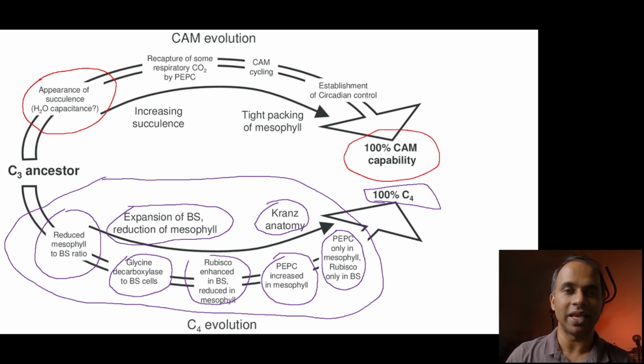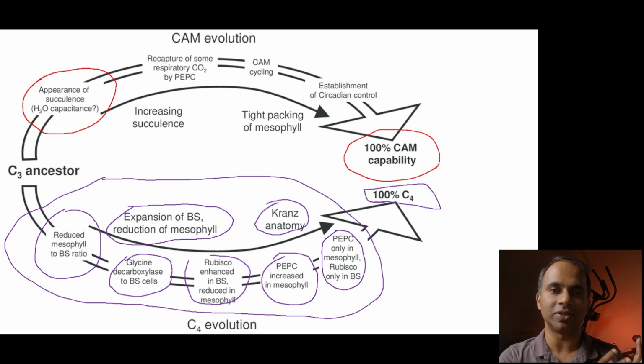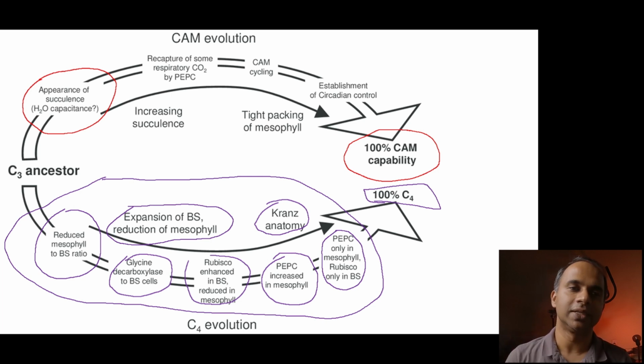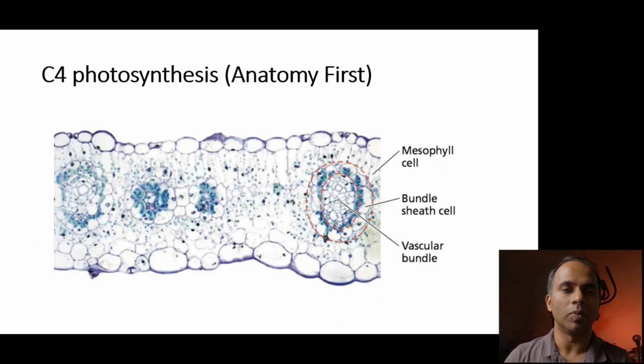So here the anatomy played a major role. That's why we call C4 photosynthesis an anatomy-first approach, and the CAM plants were more towards the biochemistry side. That means basically biochemistry first. First, let's look at the C4 photosynthesis, especially the anatomical modification.